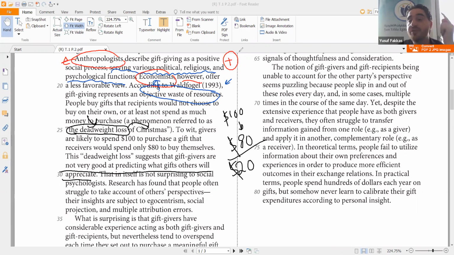Okay, now here we have another group of people. That in itself is not surprising. To whom? To social psychologists. So now we have three groups of people.